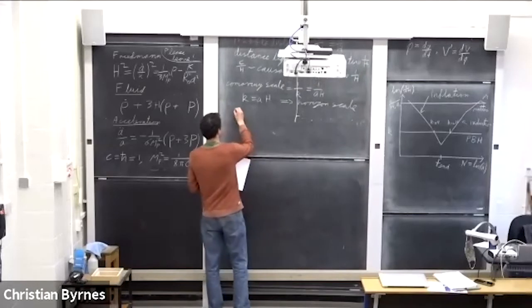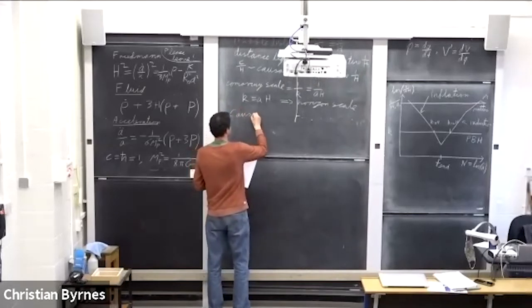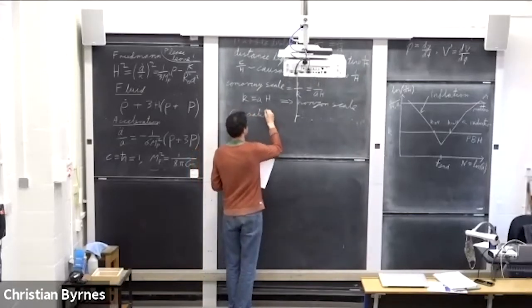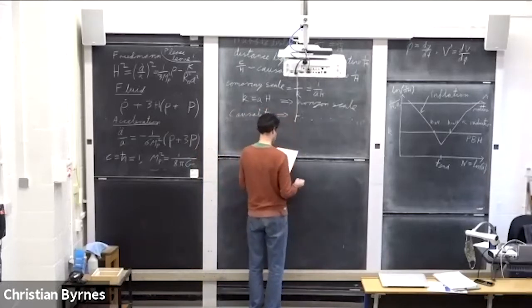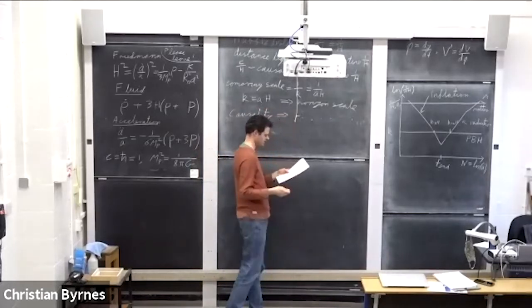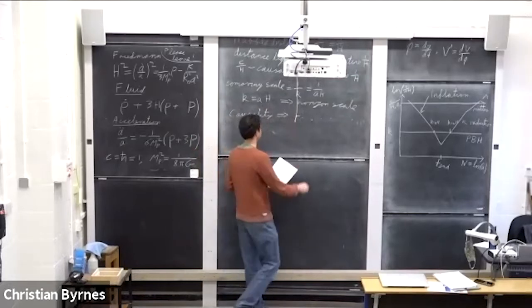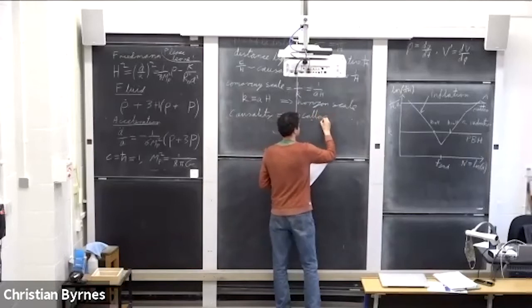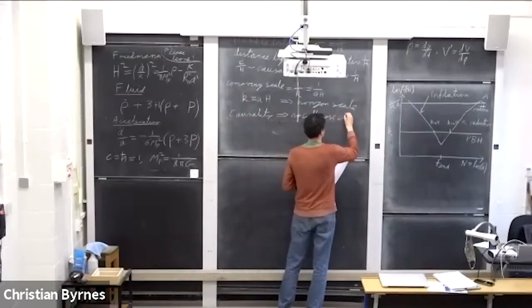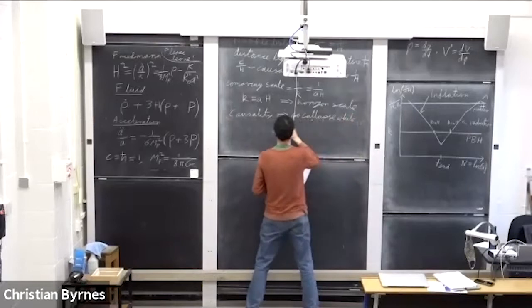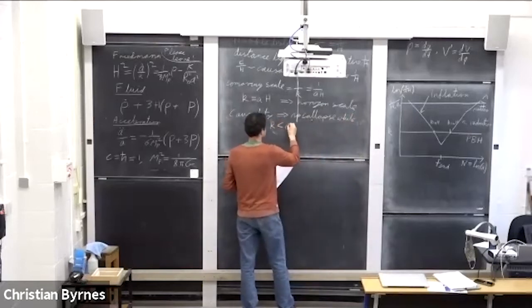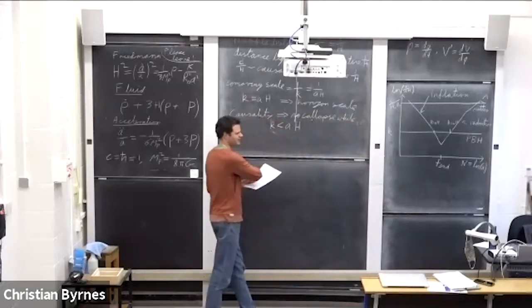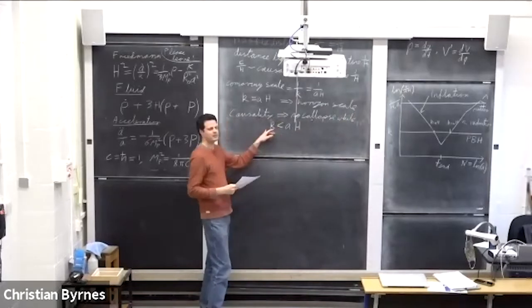So causality implies the collapse will not begin while k is less than aH. Because that means, remember, small k is large scale. It means the relevant length scale is still outside the horizon. Can I add something about this?